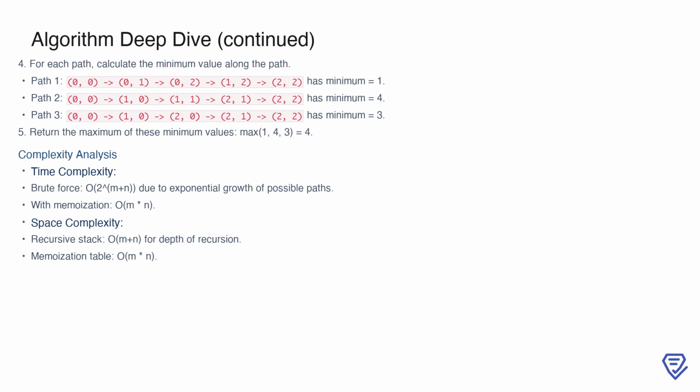The brute force approach has a time complexity of O(2^(m+n)), due to the exponential growth of paths, but with memoization, this can be reduced to O(m n). The space complexity includes the recursive stack, which is O(m+n), and the memoization table, which requires O(m n) space. This optimization makes the problem tractable for larger grids.